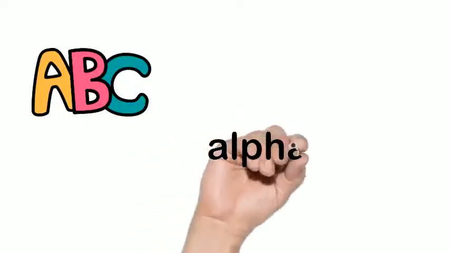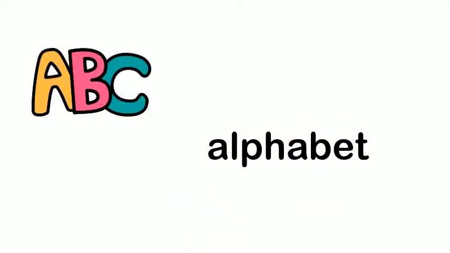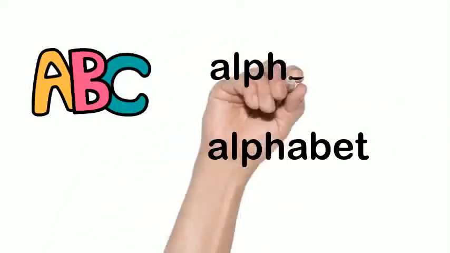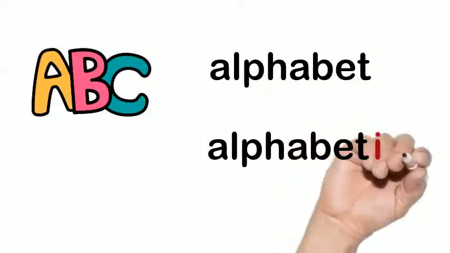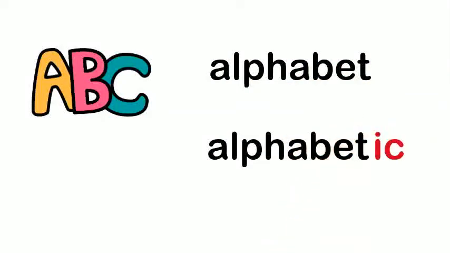Adding a suffix or a prefix can change the meaning or the usage of the word. So when we add a prefix or a suffix, it is usually to change the meaning. For example, if I have the word alphabet, that word is a noun. But if I take the word alphabet and I add ic onto it, it becomes alphabetic. The noun becomes an adjective.